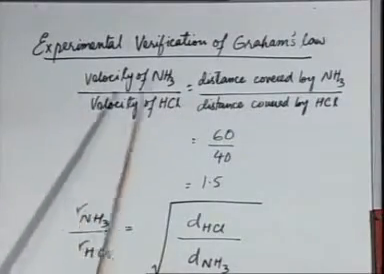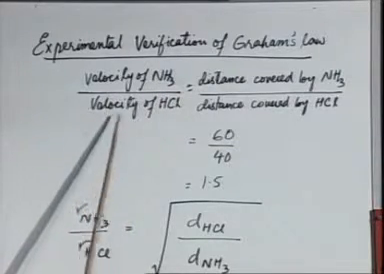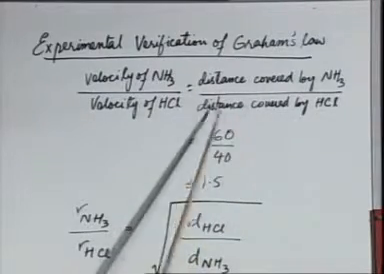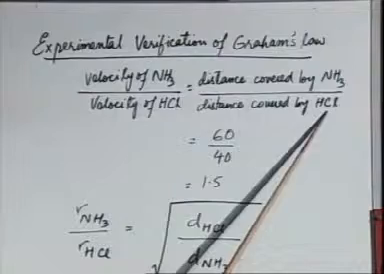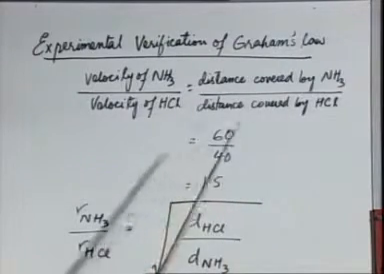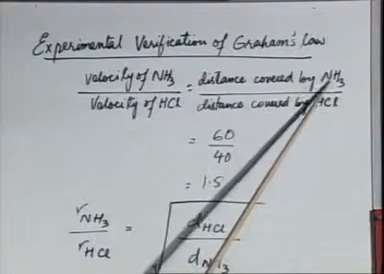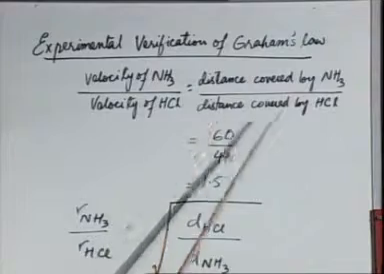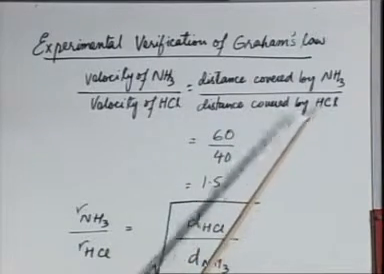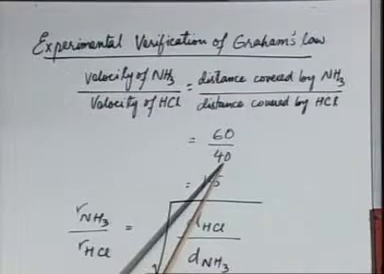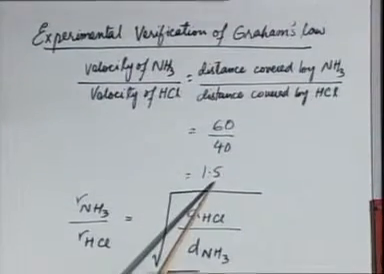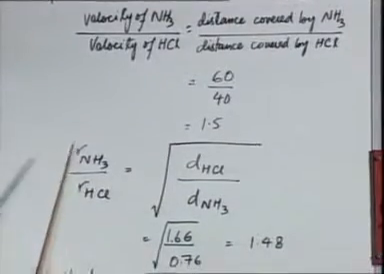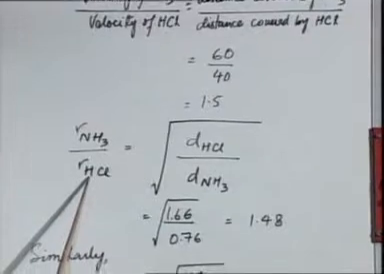The velocity of ammonia divided by the velocity of hydrochloric acid is equal to the distance covered by ammonia divided by the distance covered by hydrochloric acid. As measured, the distance traveled by ammonia from one end is 60 cm, whereas the distance covered by hydrochloric acid, hydrogen chloride, is 40 cm. This will become 1.5. So, the rates of diffusion of two gases can be calculated relatively.